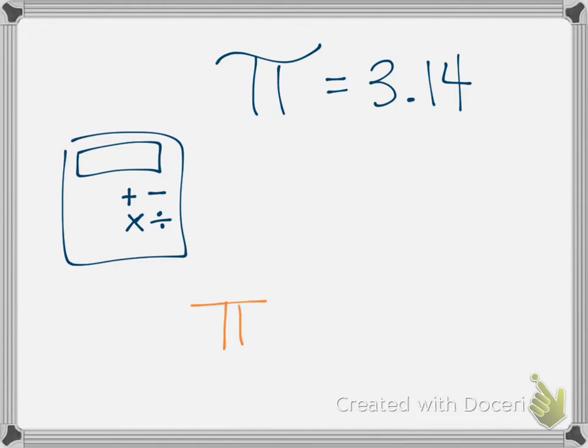So the pi button is the non-rounded value of pi, 3.1415926535, and so on, forever and ever. It keeps on going.